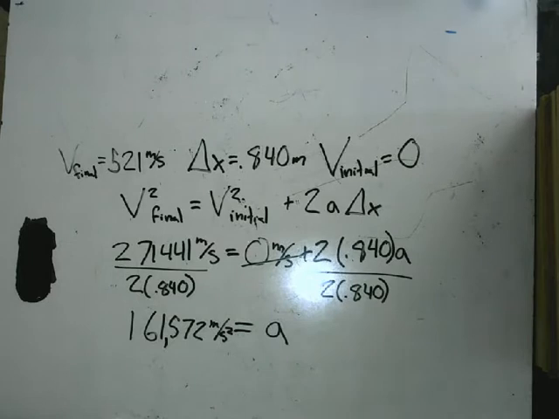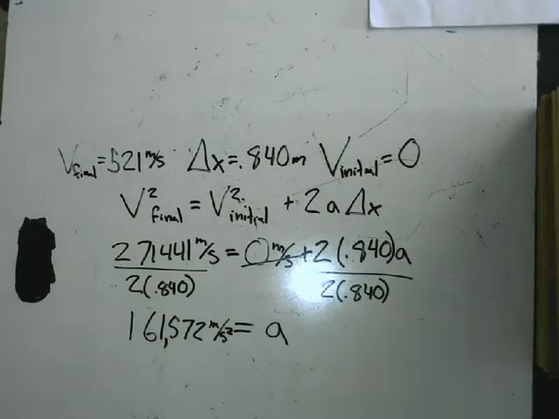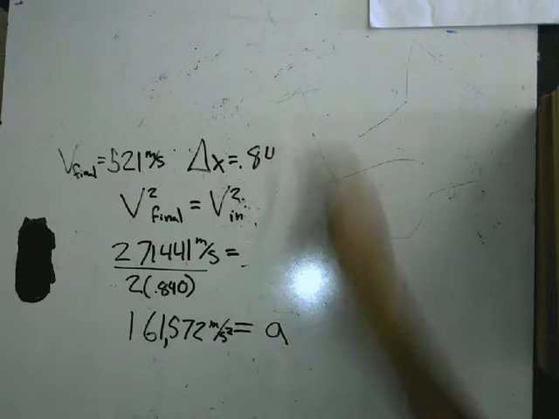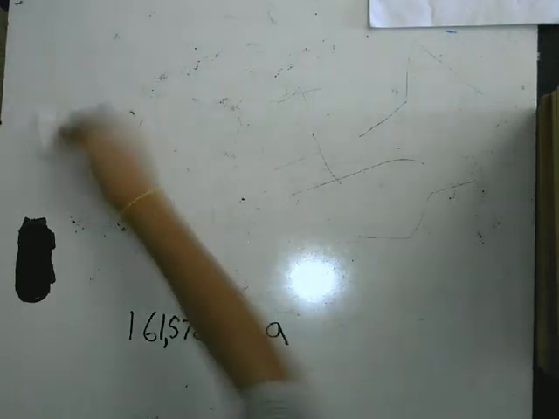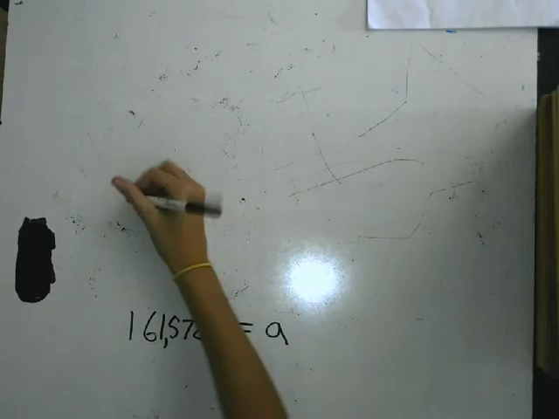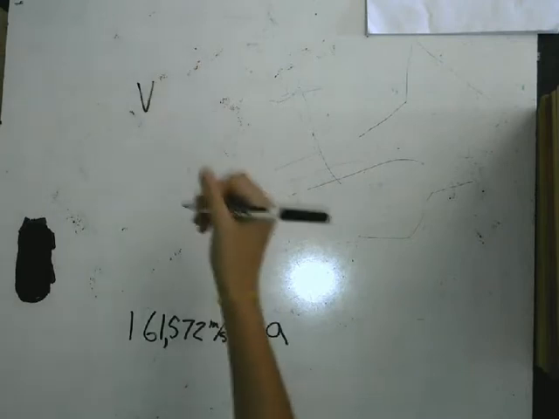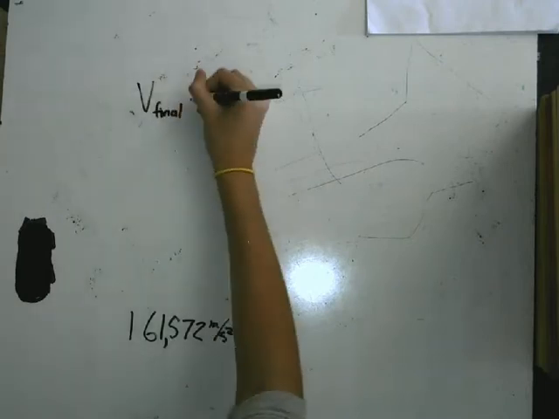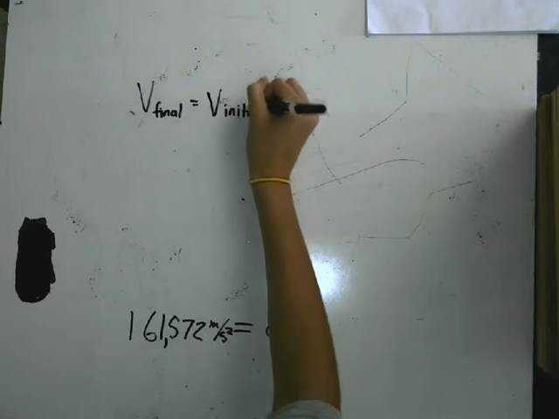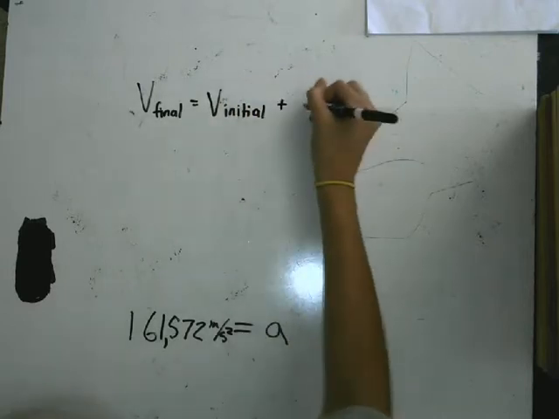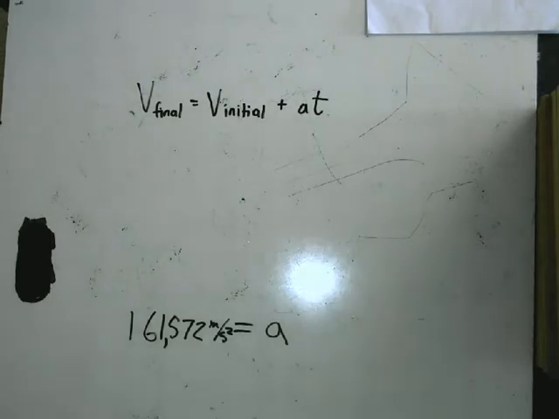Okay, so after you find the acceleration, the next part of the problem is how much time does the bullet spend in the barrel? So you're looking for time, and we're going to use a different equation. V final is equal to V initial, so the initial velocity, plus acceleration times time. In the past part of the problem, we already found acceleration, and we know that the final velocity, which is the muzzle velocity, is 521 meters per second.